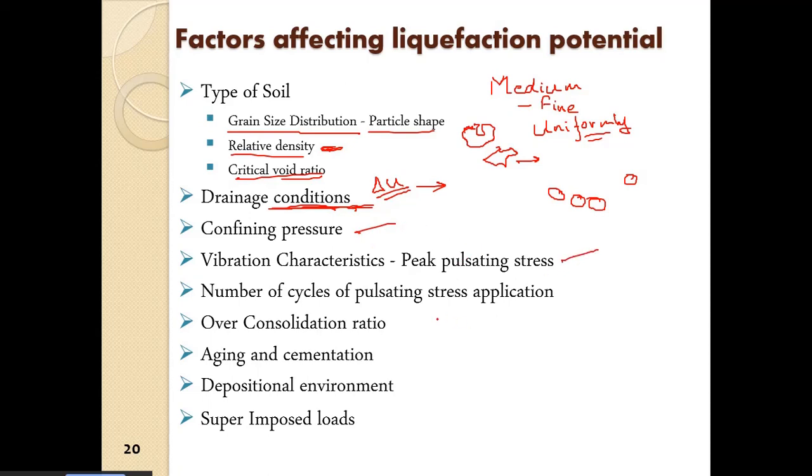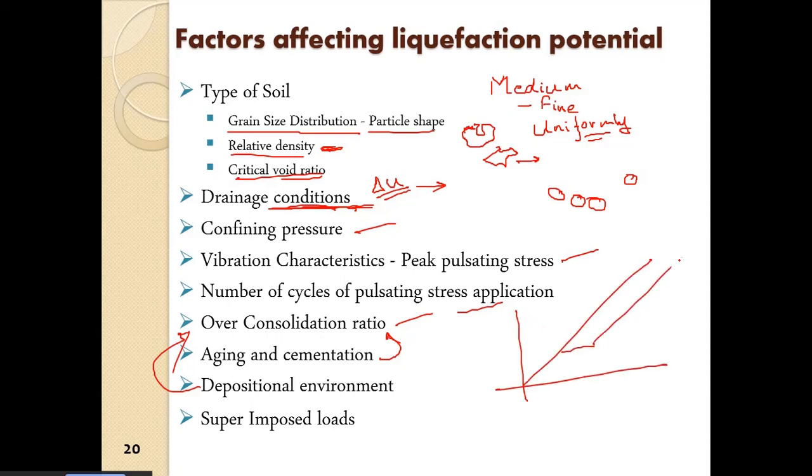Of course, the confining pressure we also discussed in detail. Peak pulsating stress we have discussed. Number of cycles we have discussed. Over consolidation ratio we have discussed. Aging and cementation is related to the over consolidation ratio. In fact, depositional environment. Here we have seen in the flow liquefaction surface that we have developed, if the stress state in the soil is somewhere here, there are chances of cyclic mobility, but at least there is no chance of flow liquefaction. So the depositional environment is very critical.